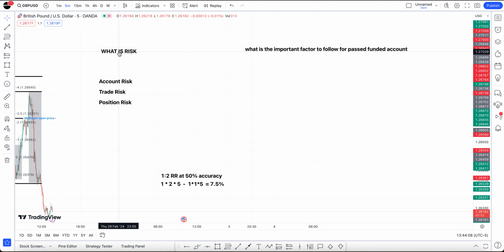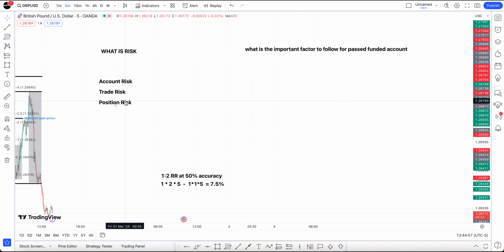What is risk? A risk is the amount you are willing to lose on a trade. That's all that it is. So we've got different types of risk. This is how I look at risk. We've got account risk, trade risk, and position risk. Account risk is how much of the account I'm willing to lose for that day. Trade risk is how much I'm willing to lose on a trading idea, which means if I take a position in GU, I can now take that same position in EU, and that risk will be combined, and I have a maximum for that. And position risk is how much I would take on any position.